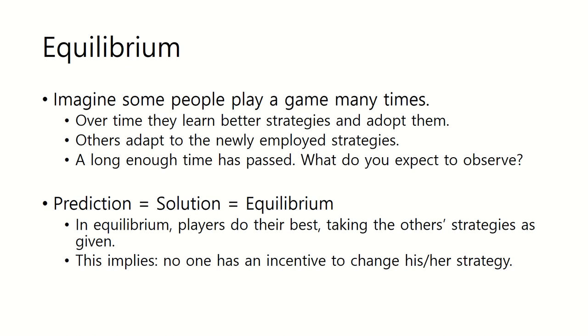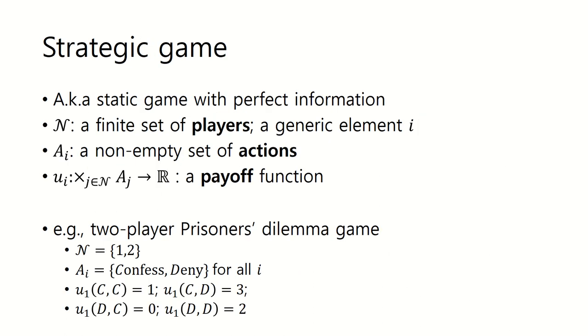And mathematically, it's the solution of game theory. And in the language of game theory, we'll call it equilibrium. So prediction is the solution of a game, and we'll call it an equilibrium. So that's the basic idea of games, what game theory is about.